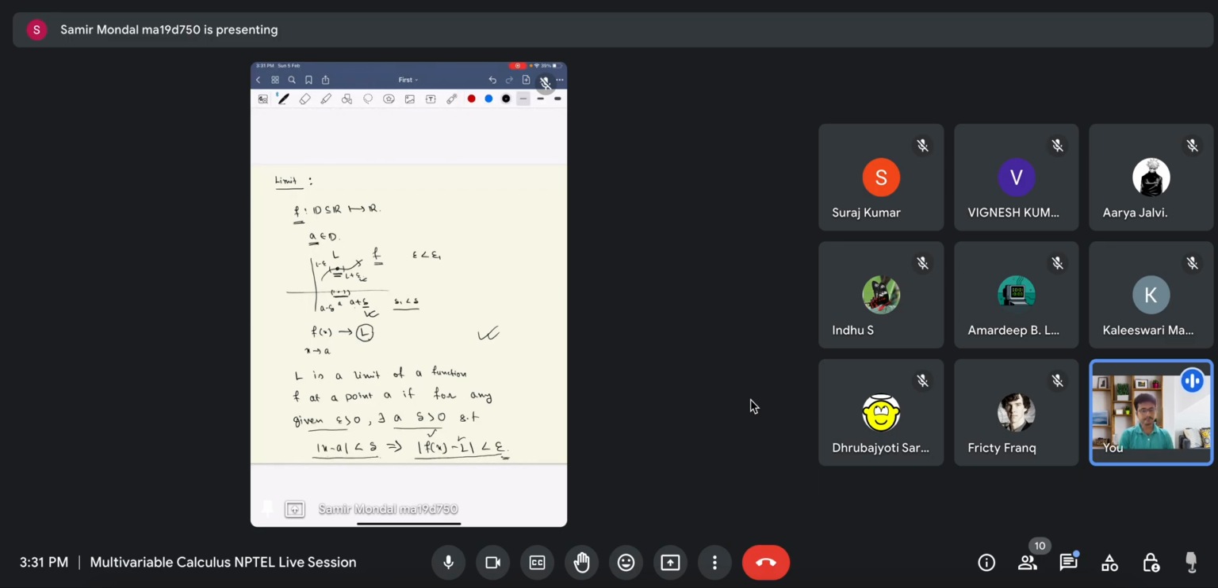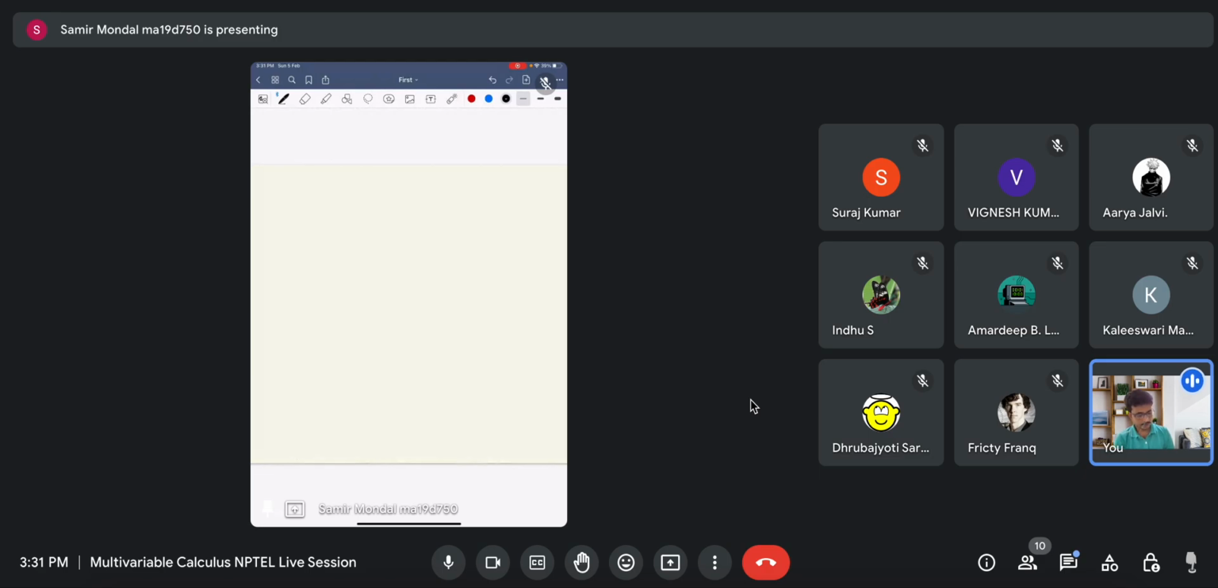So try to solve one example. Try to find the limit of this one: as (x, y) tends to (0, 0), 4xy squared divided by x squared plus y squared. What is the limit of this one?